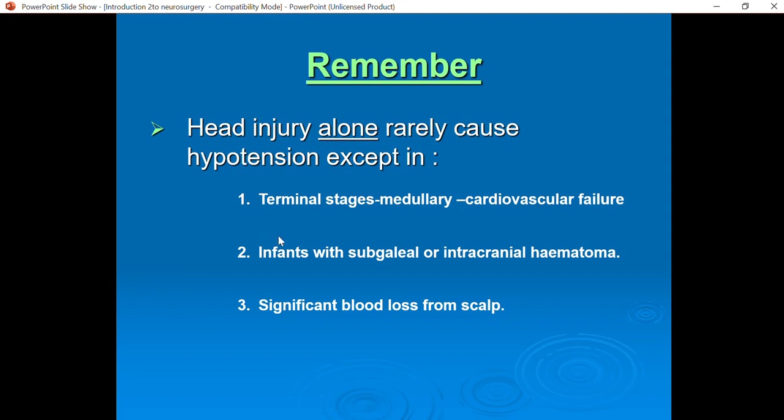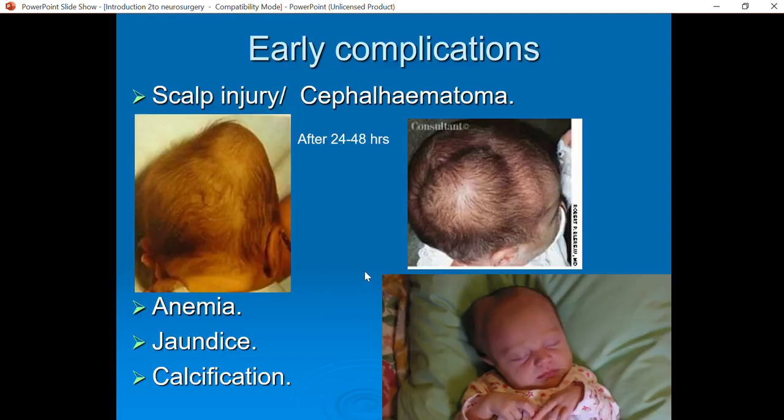The second case is infants with large subgaleal or intracranial hematoma or significant blood loss from the scalp. Now we start to talk about the scalp injuries.